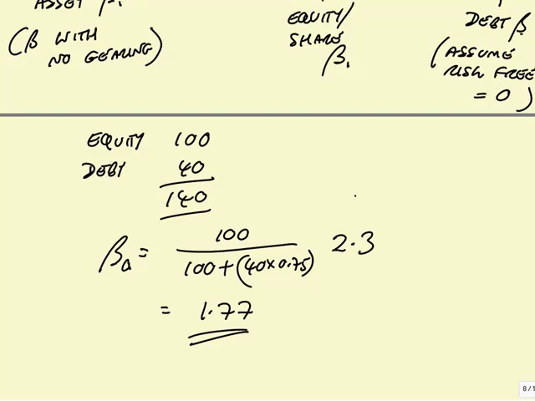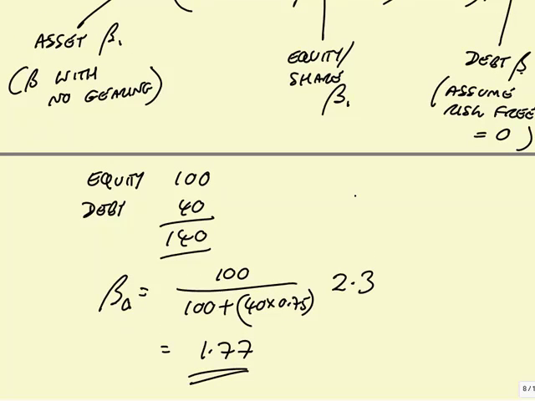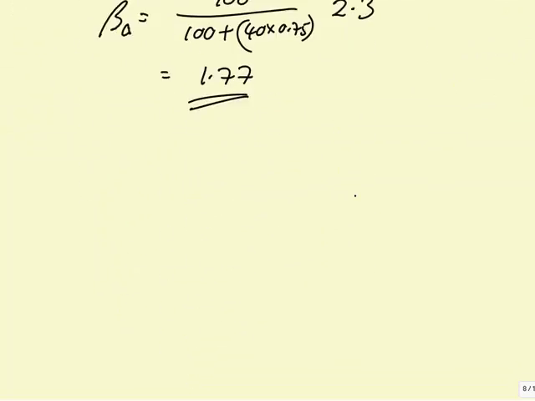Look at example three. The beta of the project is 1.2. Remember, that 1.2 either you'd be given, or more likely, you'll have used a similar company like we just did, and you'll have ungeared their beta. All right? But we've got the beta of the project. Project beta 1.2. So that's measuring how risky the project is. However, the project is being financed 80% equity and 20% debt.